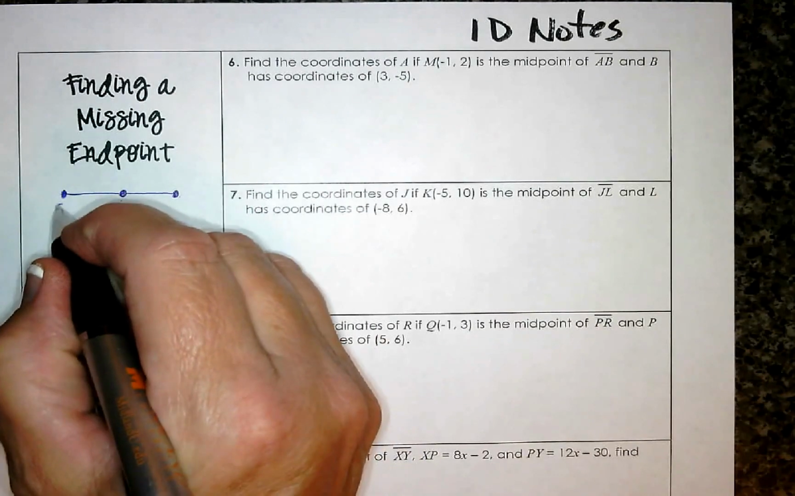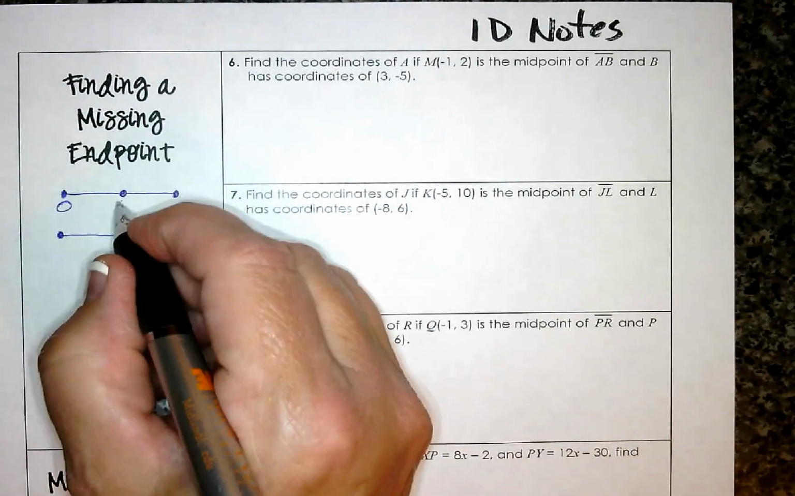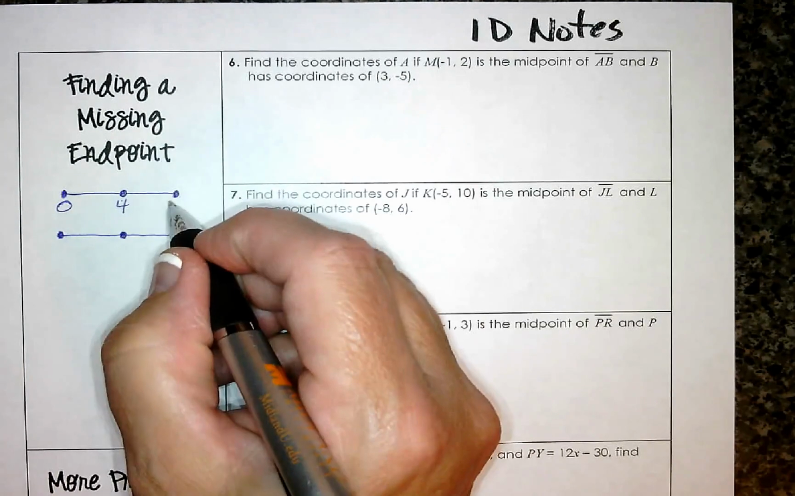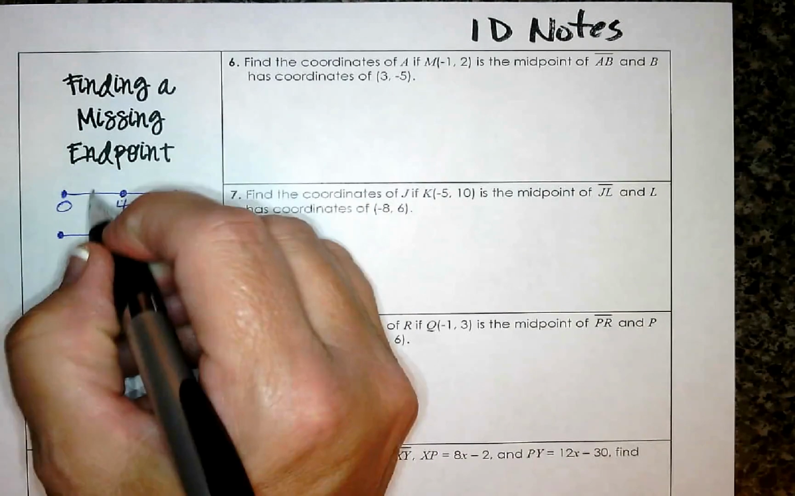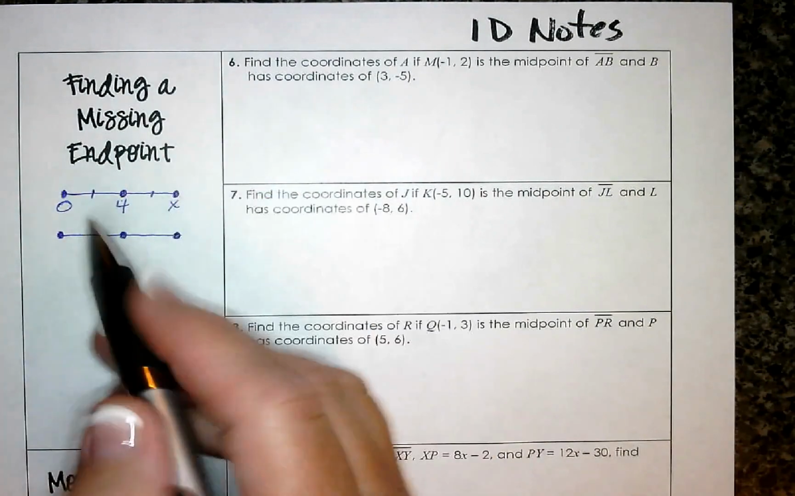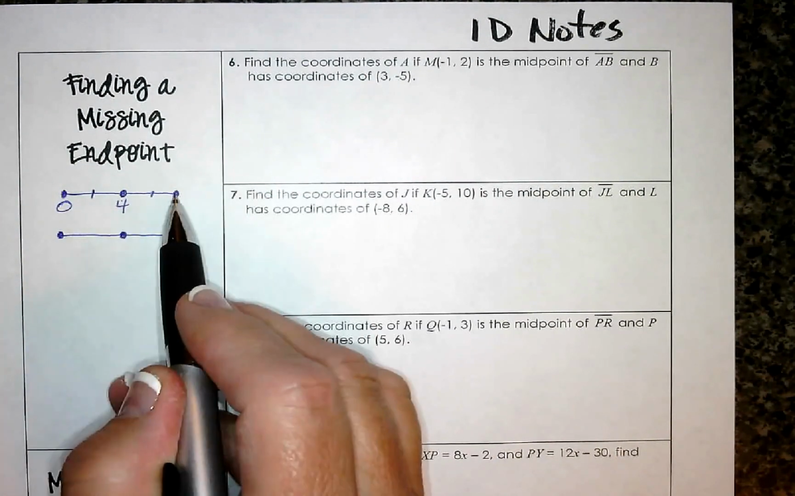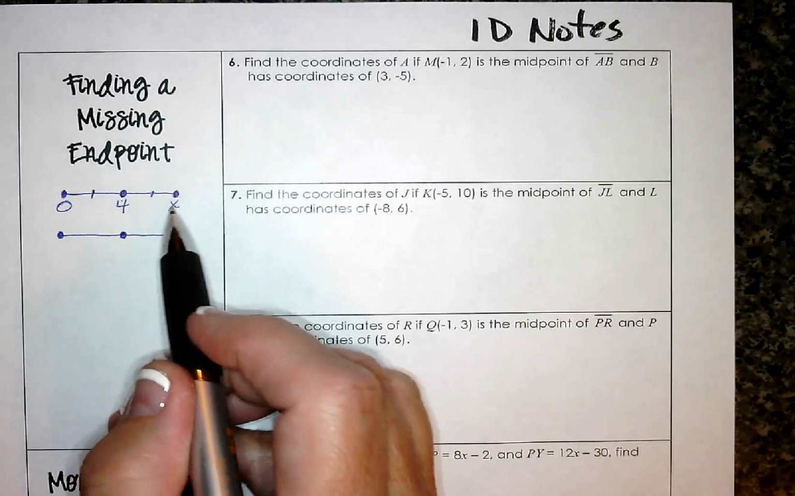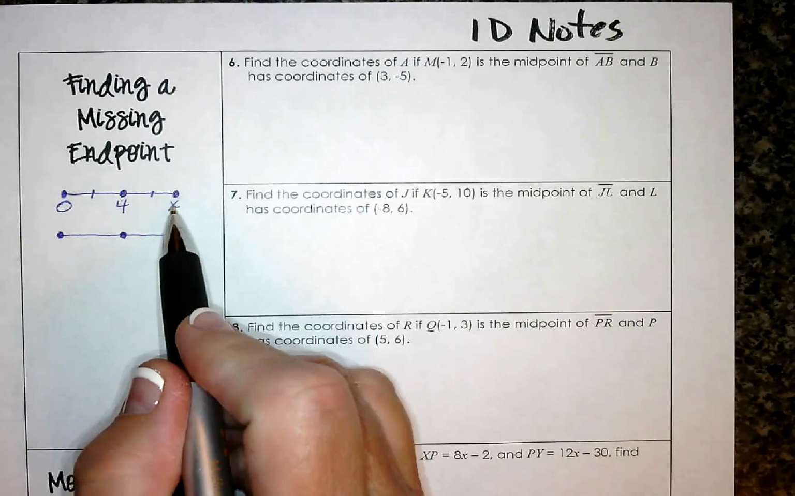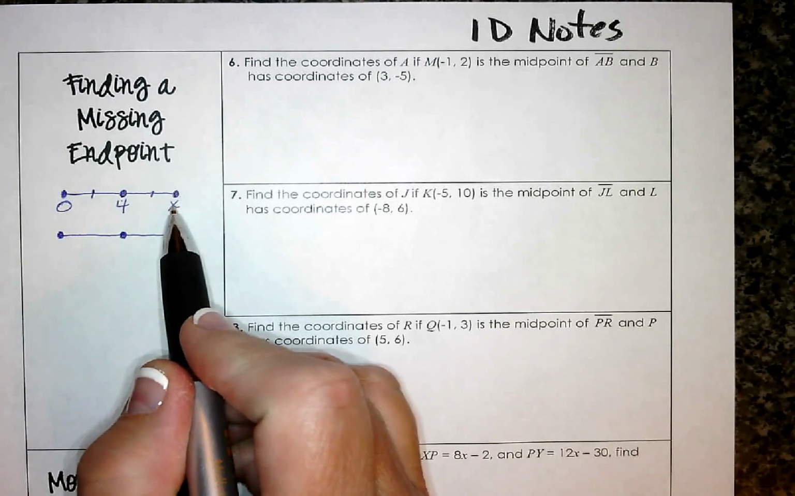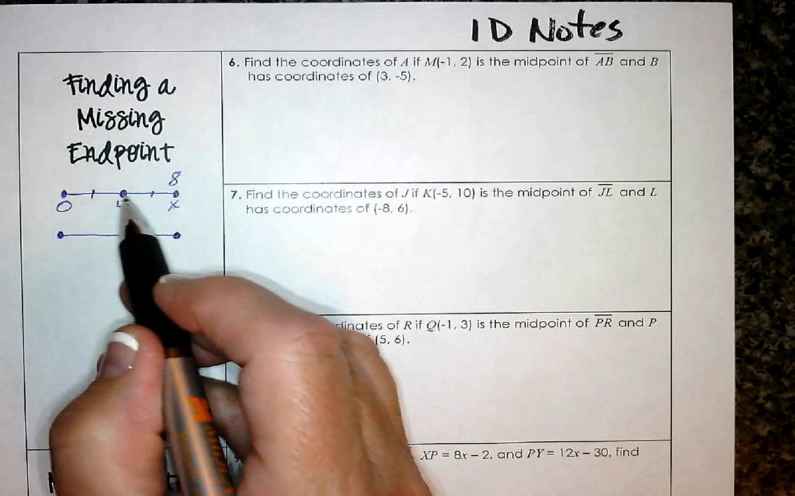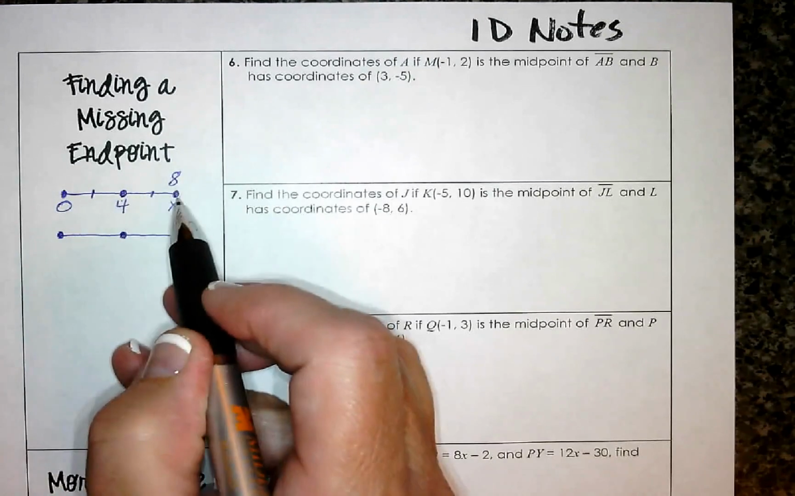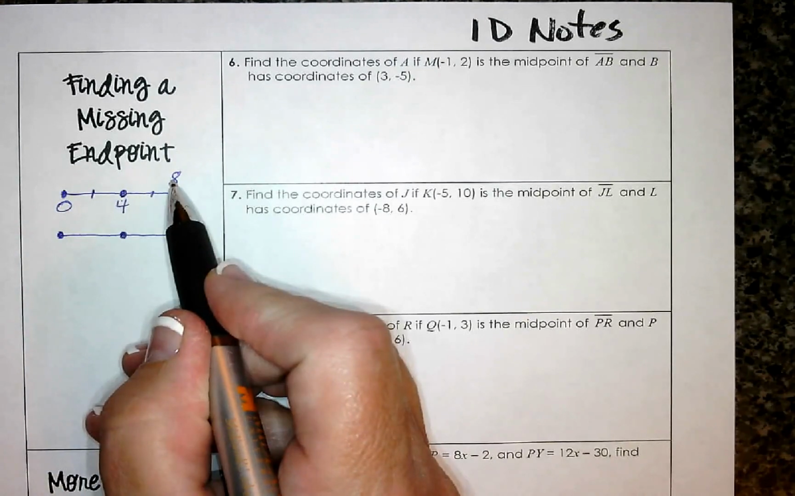So for example, if this was 0 and this was 4, what would this one be? Okay, so they're saying 4 is the midpoint. So this length and this length have to be the same. So that would mean that this coordinate out here, the other endpoint, would be 8. This is 4 and this is 4. 4 plus 4 gives me 8.